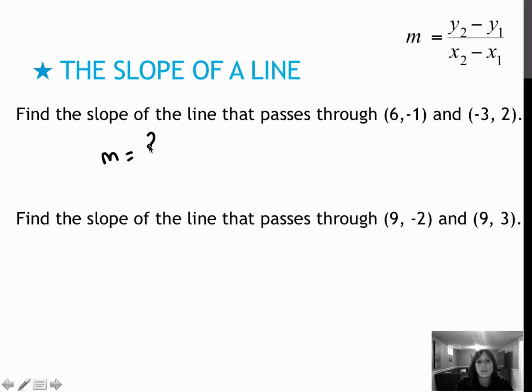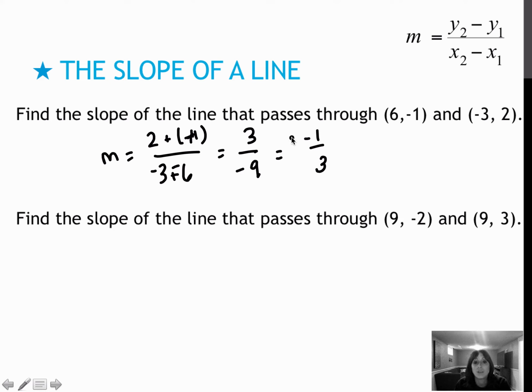For my first, y2 minus y1 over x2 minus x1 gives me 3 over negative 9. That would reduce to negative 1/3. So notice I moved the negative to the top. It's perfectly legal to do that. Some people would also write it as negative 1/3 like this. It's really all the same thing.